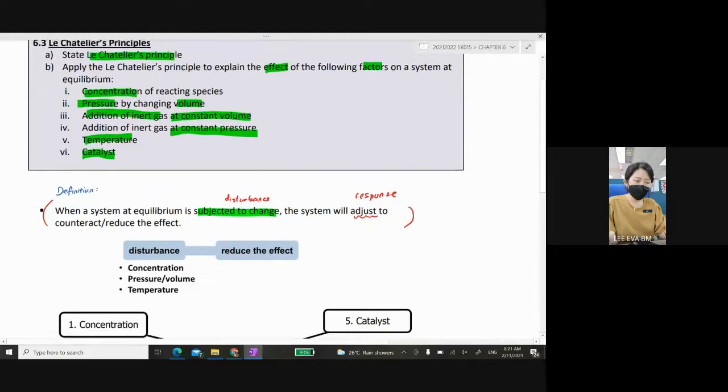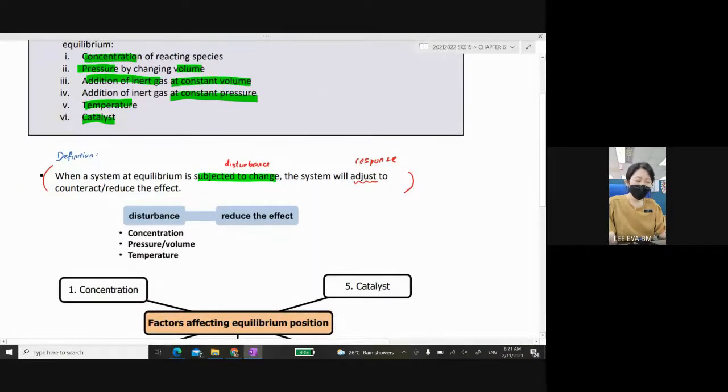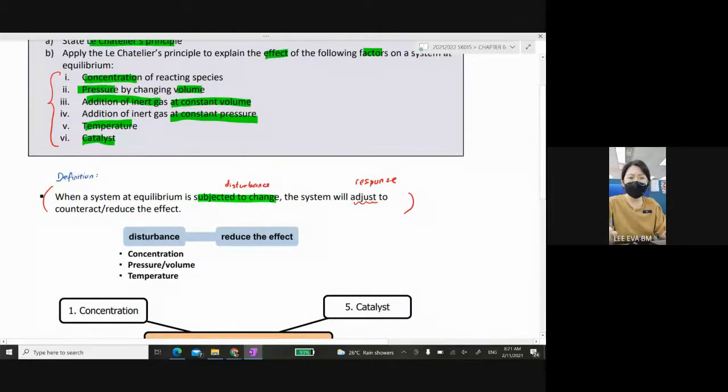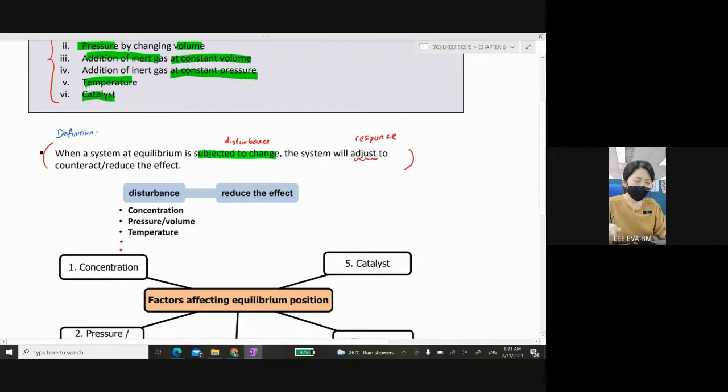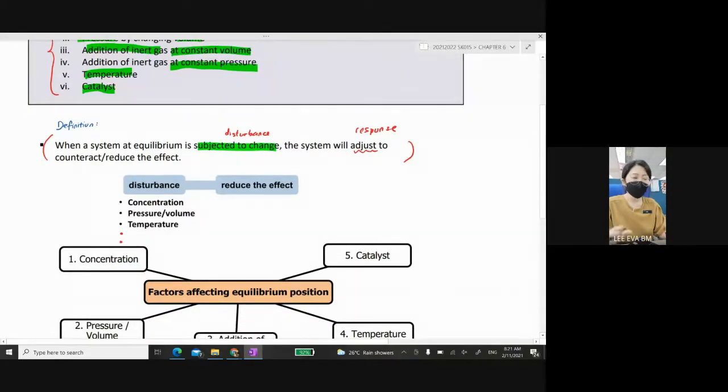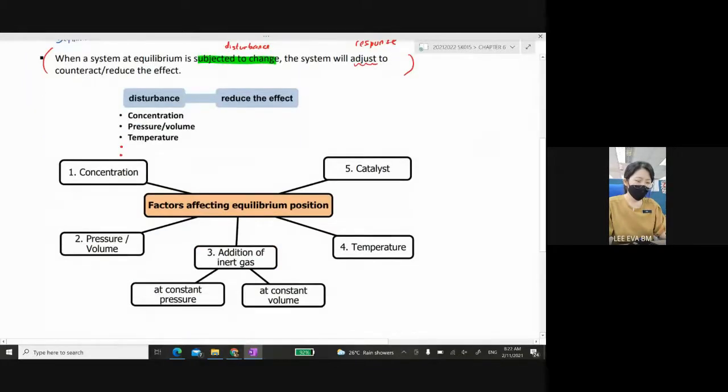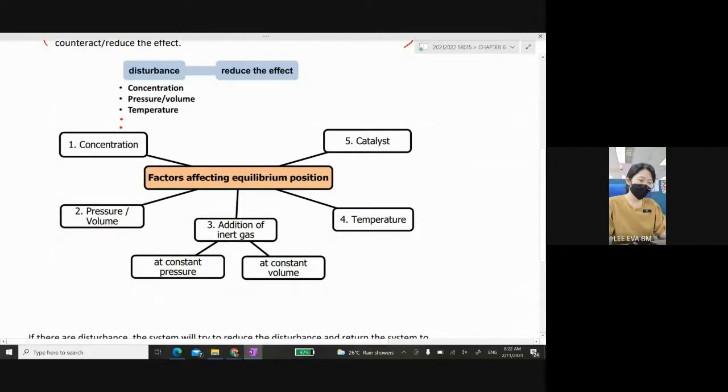Okay, so the disturbance, we can divide into concentration, pressure or volume, and temperature, and also the rest of the effects stated in the learning outcome. There is also addition of inert gas and catalyst, two more points. So when there is a disturbance, we want to reduce its effect. So the factors affecting equilibrium position: we have concentration, pressure, volume, addition of inert gas which has two cases, then temperature, and catalyst. An overview for you.